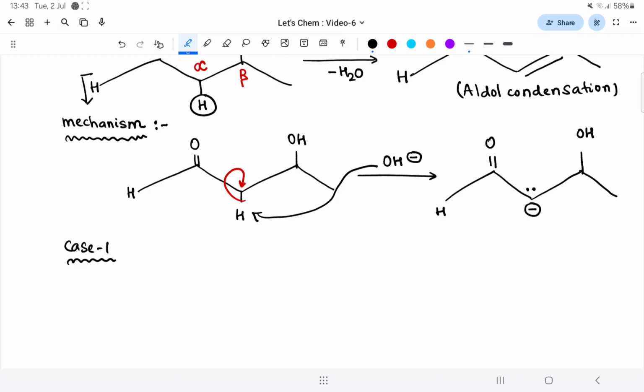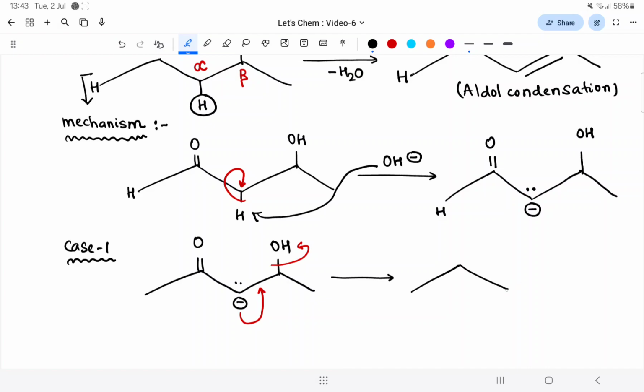Case 1, what is going to happen? I'll draw this again so that you can understand it in a better way. This is OH, this is negative, this is a double bond O. In this case, this bond is going to break and this charge is going to move to this side. So finally what we get is the final product of aldol condensation. If you agree with me, you are going to get something like this.